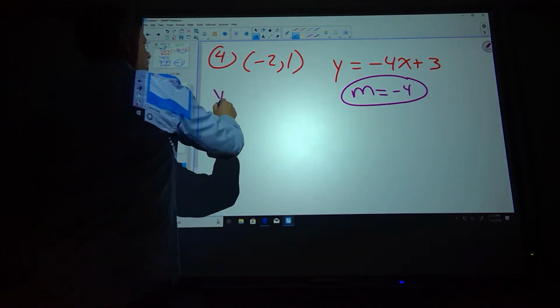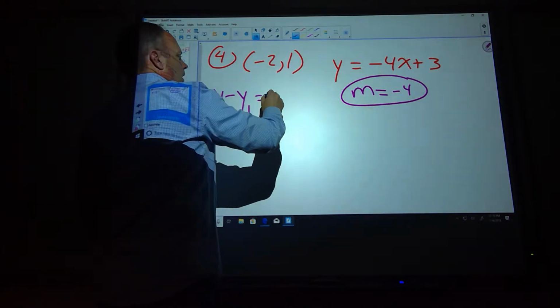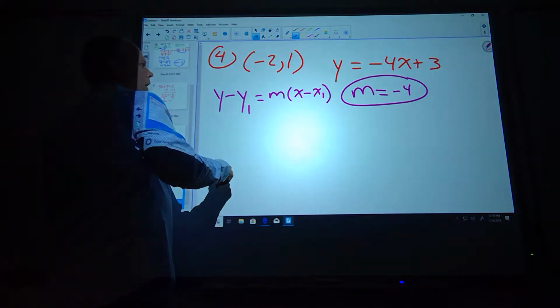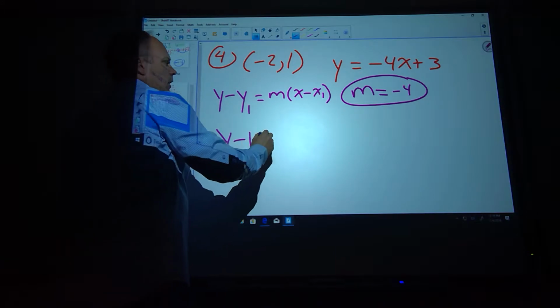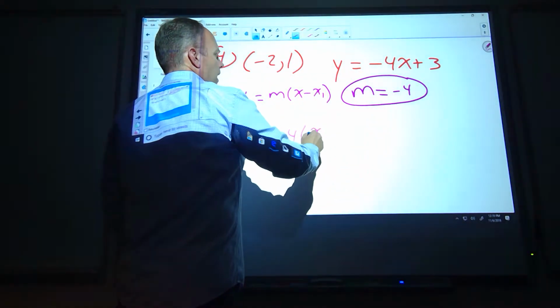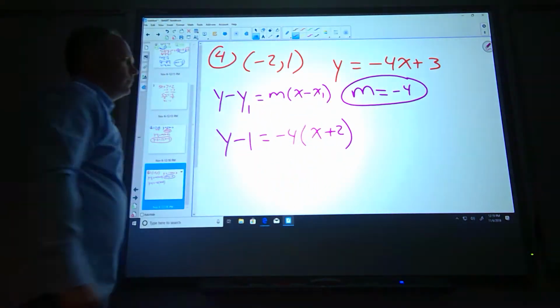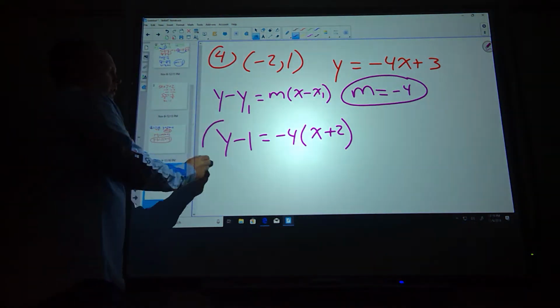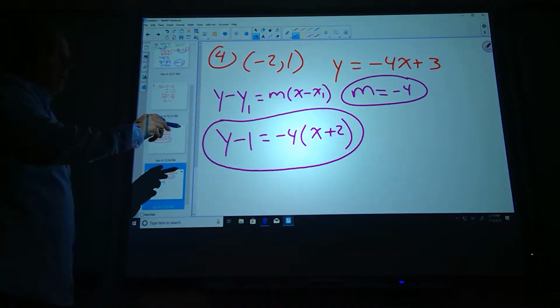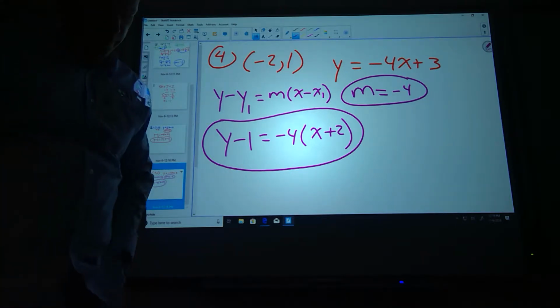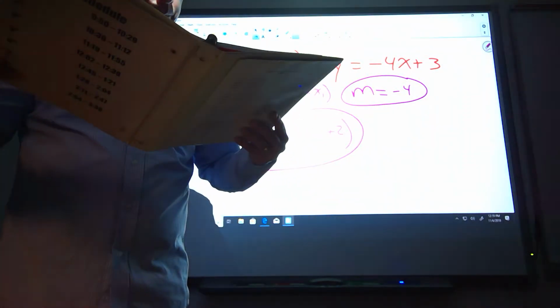So again, on your test, on the very front, right by your name, this equation will be already on there. Okay, so you're going to go y minus 1 equals -4 times x minus minus 2. X minus minus 2 is x plus 2. Right? Done. So this equation right here is parallel to the red one. That equation also contains the point -2, 1. Any questions there?